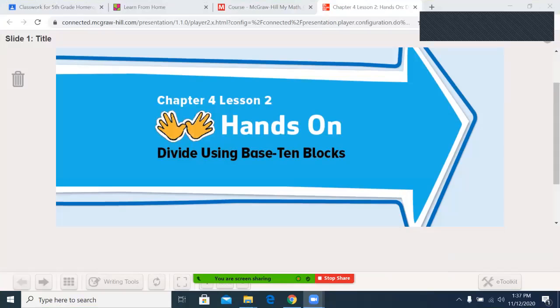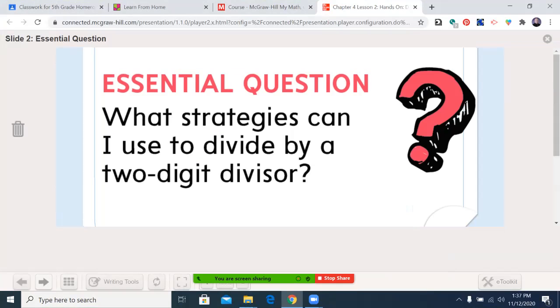Today's episode, Chapter 4, Lesson 2, Hands-on, Divide Using Base 10 Blocks. We'll begin with our essential question. The essential question in Chapter 4 is, what strategies can I use to divide by a two-digit divisor? I know we're early on in this chapter, but I want to remind you, the process is the same. We're just looking at two numbers going into two or three numbers instead of one going into one or two.